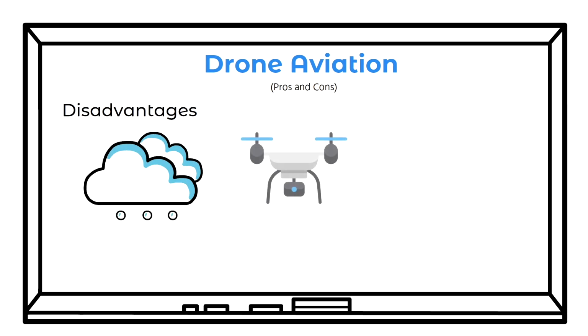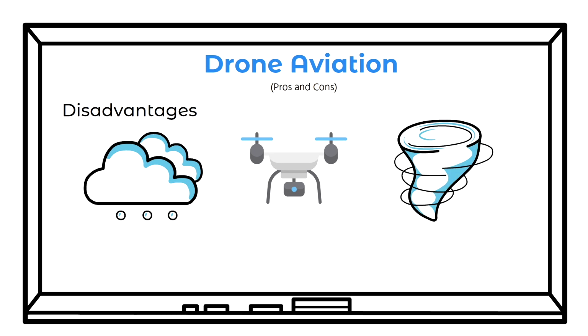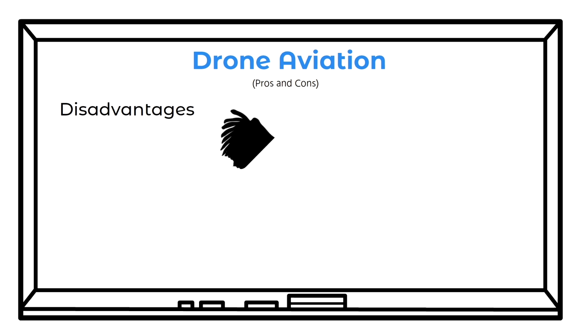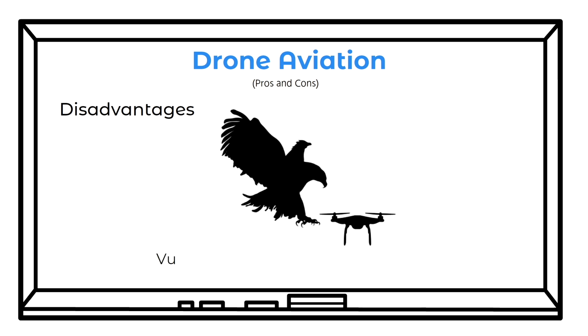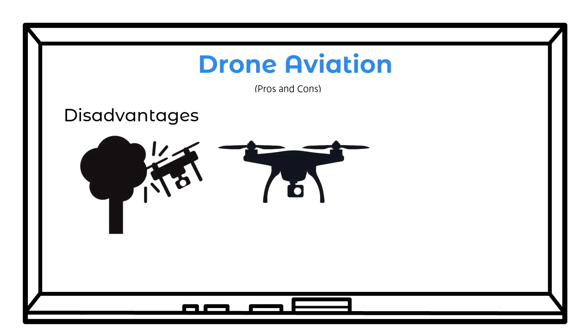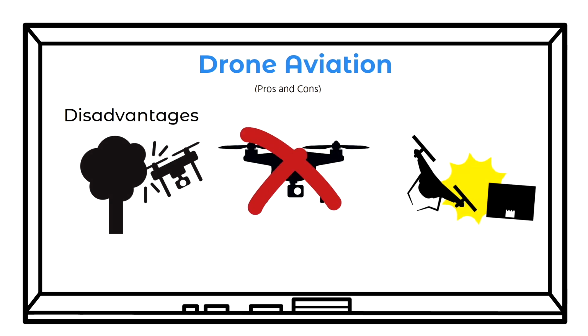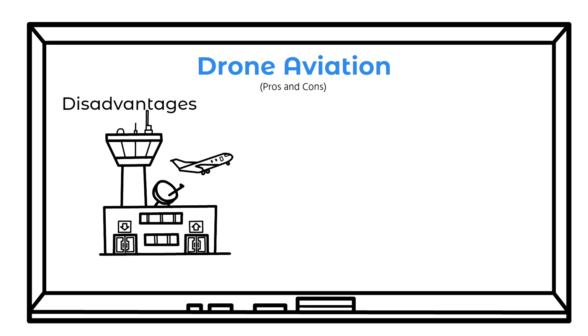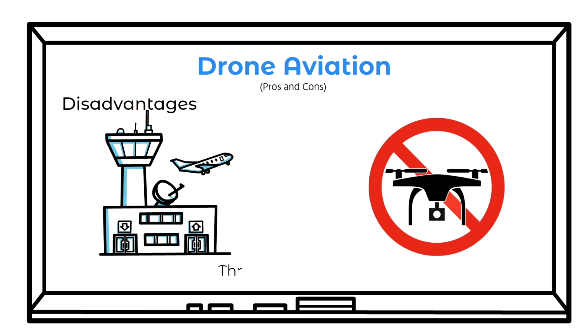Disadvantages. Drones are easily influenced by strong winds and rain. Drones can be hacked and are prone to bird attacks. Drones crash and can be harmful if not used properly. Drones can pose a threat in controlled and uncontrolled airspace.